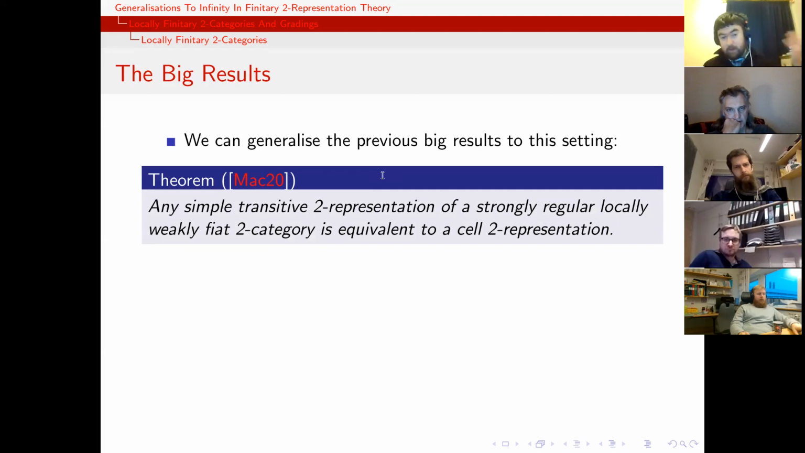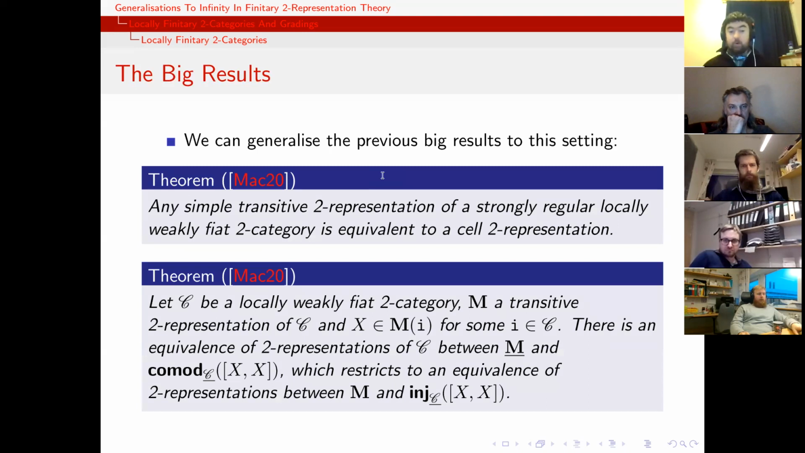These come from one of my papers, which come with preprints. Any simple transitive 2 representation of a strongly regular, locally weakly fiat 2 category is equivalent to a cell 2 representation. So this now goes to locally finitary, and also from fiat originally to weakly fiat. And then also, if C is a locally weakly fiat 2 category and M is a transitive 2 representation, we have, again, this equivalence between the abelianization of M and the comodule category over some coalgebra stemming from a non-zero object. And it again restricts to an equivalence between M itself and the injective sub-2 representation. So this is a nice, straightforward generalization.